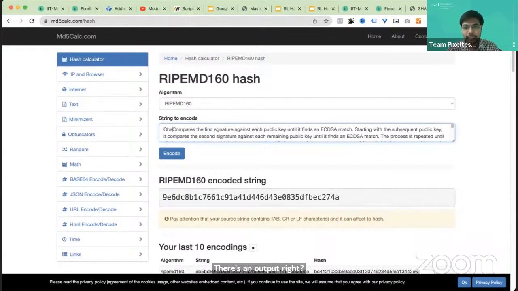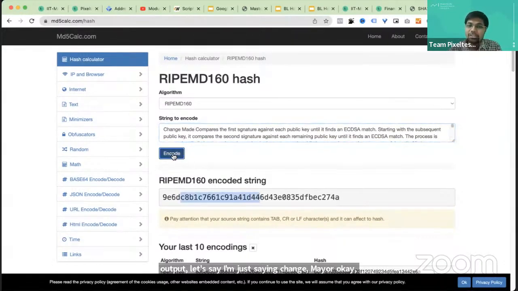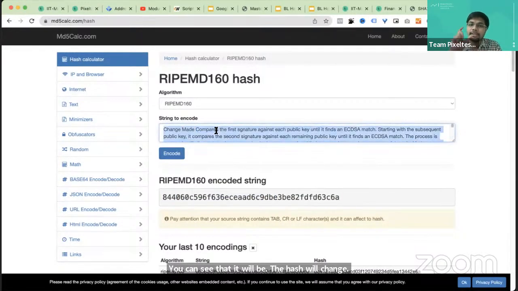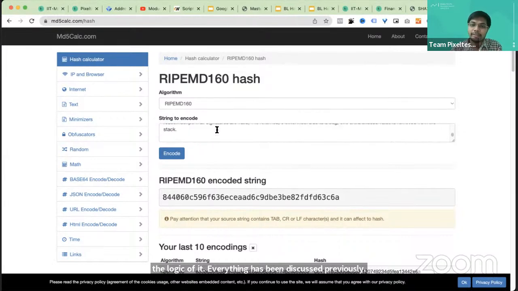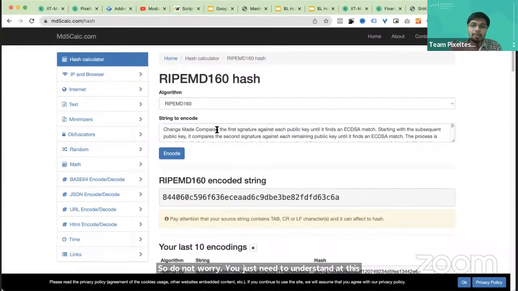Now if you see, if a smaller change is made in this input, let's say I'm just making a change, you can see the hash will change. It will completely change, right? So for every unique input, the hash will be unique, right? The logic of it, everything has been discussed previously, so do not worry. You just need to understand at this moment that if there's a complex string or multiple people's keys, you can create a single key by using hash 160, right? So if you understood this portion, type U in the chat box.